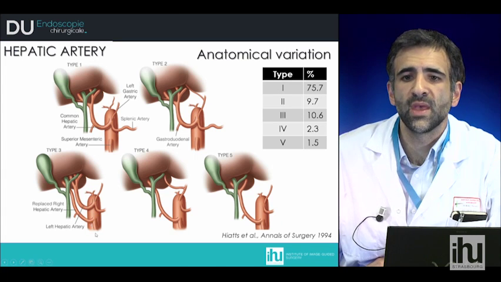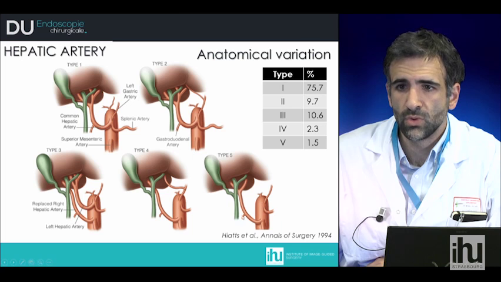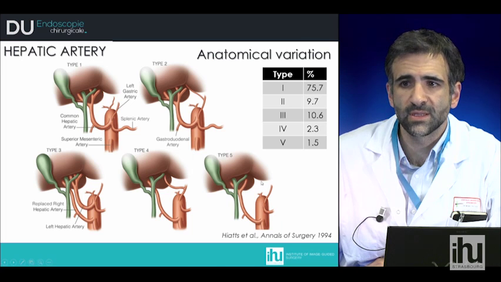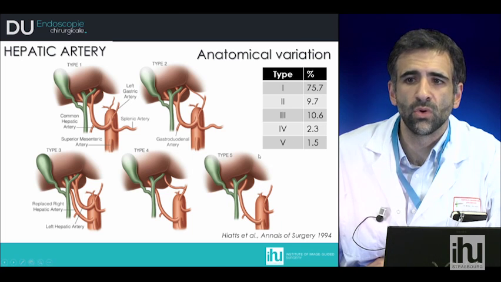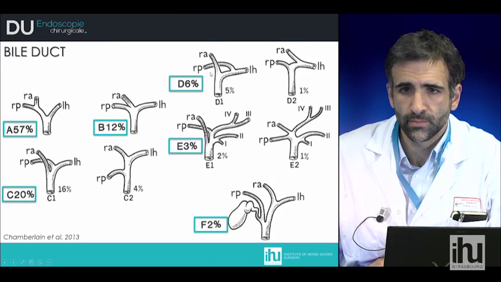In other cases too, we have a right hepatic artery which comes from the superior mesenteric artery. As in type 4, we can have all the hepatic artery coming from the celiac trunk and the left hepatic branches coming from the left gastric artery. Other cases too are present, and in rare cases we have other anatomical variation.